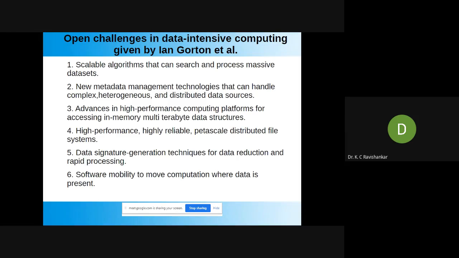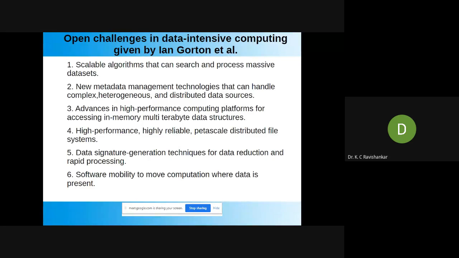New approaches to software mobility for delivering algorithms able to move to the computation where the data is located. Very interestingly, software mobility to move computation where data is present. Data was coming to computation. Now we are thinking to move computation itself to the data because retrieving data, accessing data is costlier than moving the program itself to the data location where the data is available. Very interesting point to note.